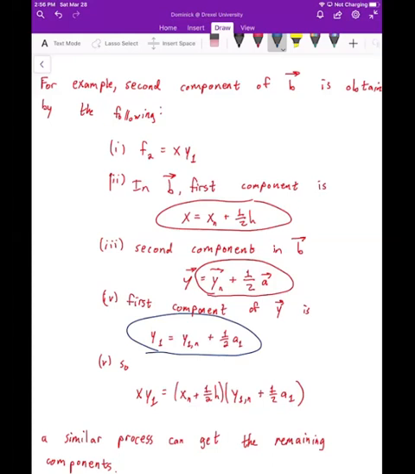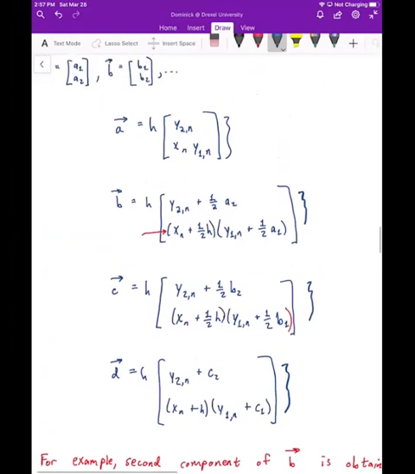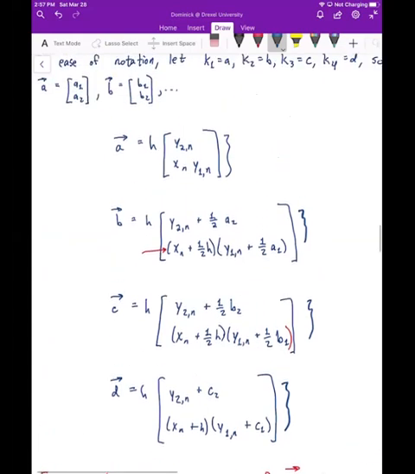So of course, now this x times y1, we now have that x is given by this xn plus 1/2 times h, so this is where that comes from, that's x. And then we just said that y1 was the first component of y1,n plus 1/2 a1, right? And of course, you could follow a similar process, and that would get you the remaining components in all of these auxiliary quantities.